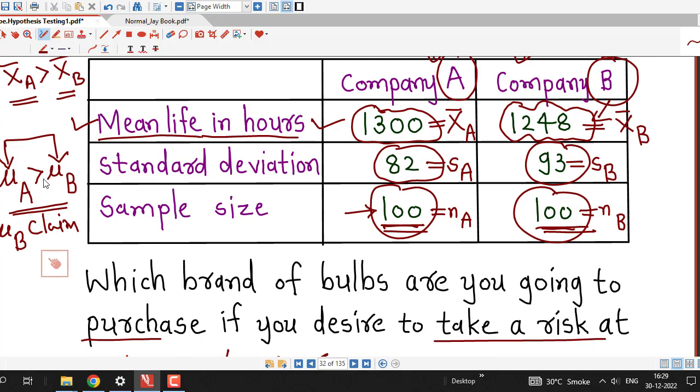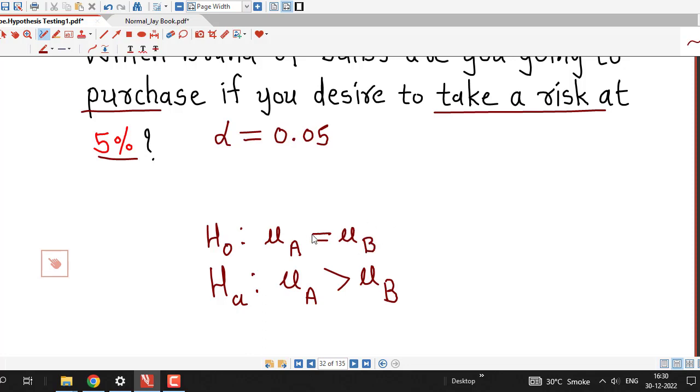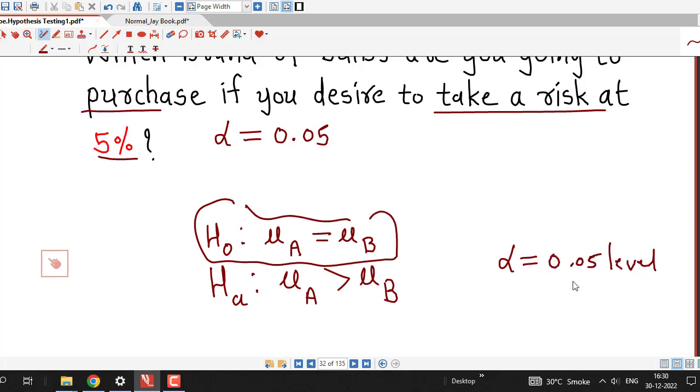We know that whatever we claim goes into the alternative hypothesis. So our alternative hypothesis will be that the mean life of electric bulbs from company A is more than the mean life of electric bulbs from company B. The null hypothesis is that both population means are equal, that is, there is no difference between the mean life of electric bulbs of both companies, and we have to test this null hypothesis at alpha equal to 0.05 level of significance.